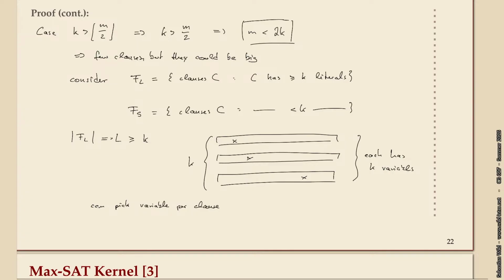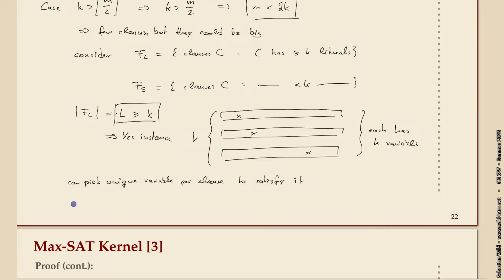I guess unique is a bit important. So if we're in this case, many long clauses, we immediately output a yes instance. And we're again done. So if we detect this case, again, output a trivial yes instance and you're done.